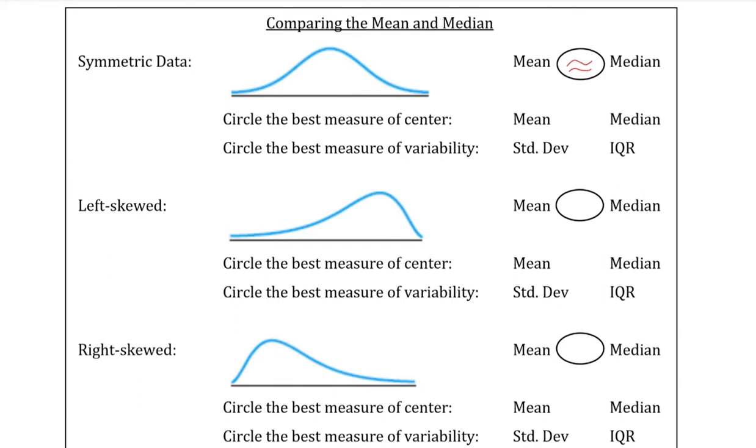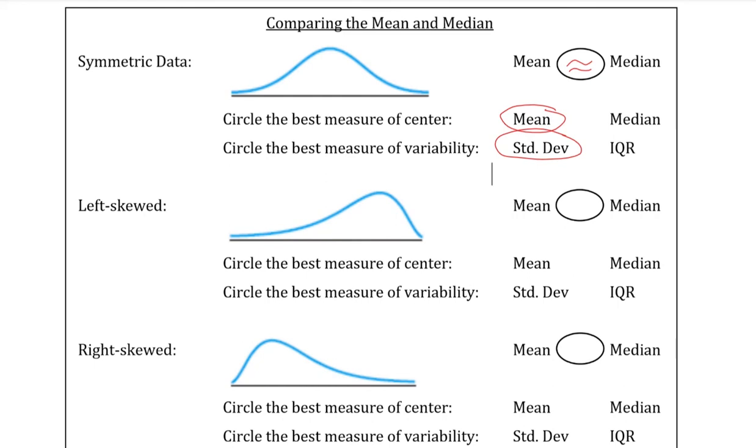I will not say that they are exactly equal to each other because you should not expect two values to be 100% the exact same. We often will have small amounts of variability, but if they are rather close, we have an expectation of symmetric data. With symmetric data, the mean is the best measure of center and the standard deviation is the best measure of variability.